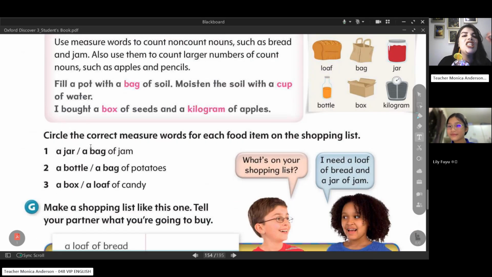Now, look, circle the correct measure words for each food item. Okay. A jar of jam, a bottle of, a bag of potato. Bag.